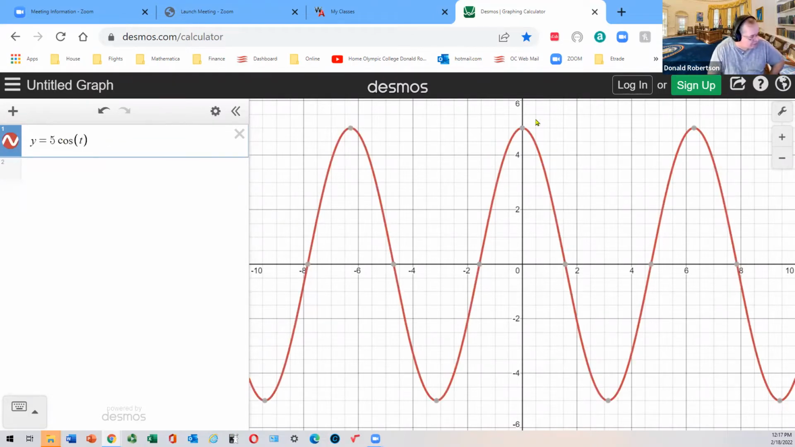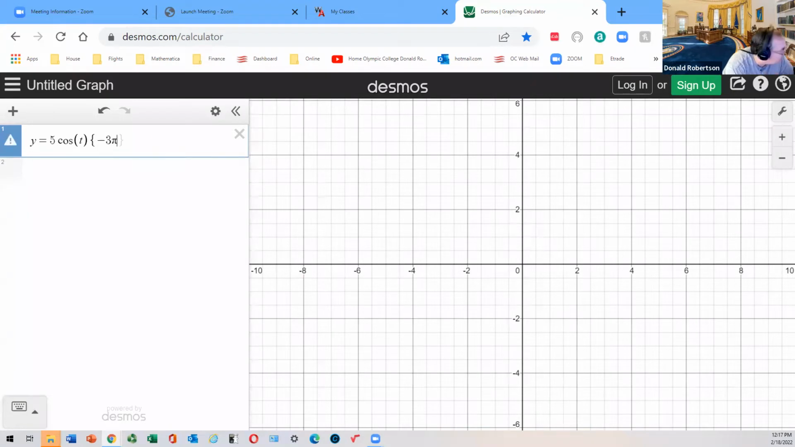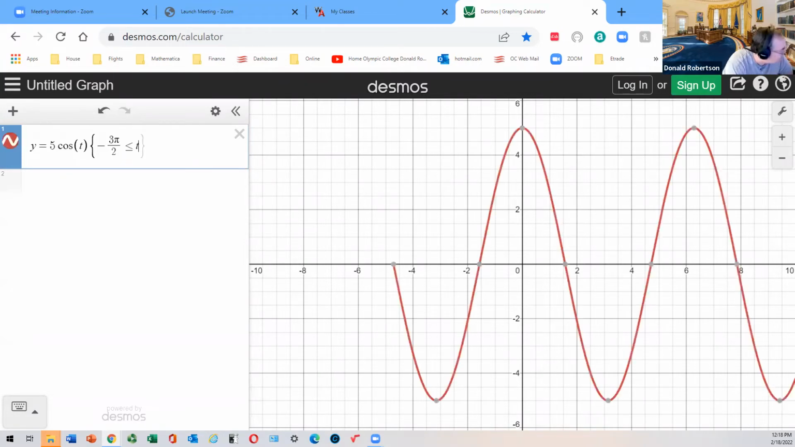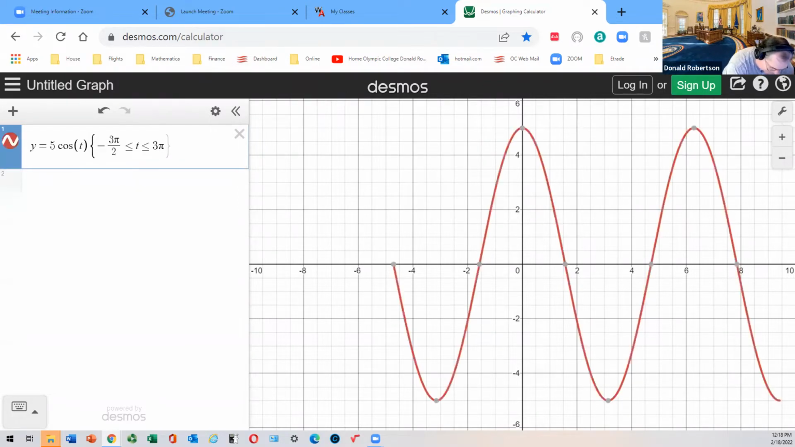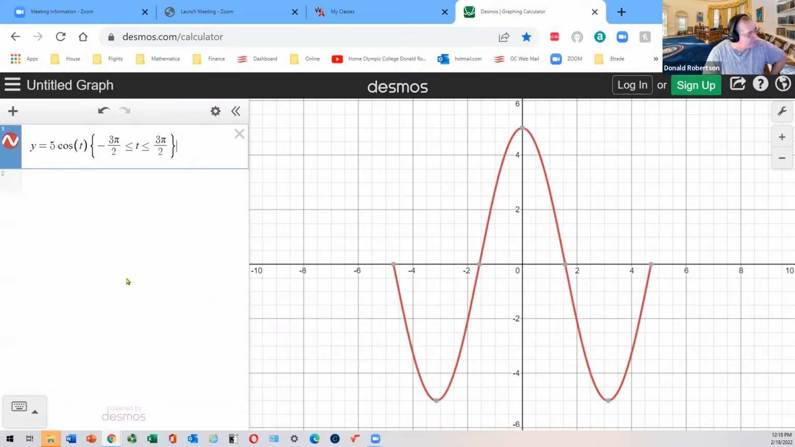And can you see? That's what it looks like. And you're being asked to sketch it from -3/2 pi to +3/2 pi. So the way to make that is you do little curly brackets. You put in -3 pi divided by 2, and then you do less than or equal to t less than or equal to 3 pi divided by 2, little curly bracket. Now, do you see what that does? It doesn't just let you sketch it, it actually allows you to only sketch the bit you're meant to look at.